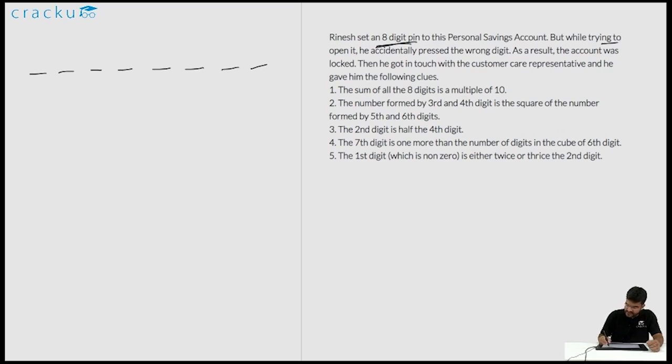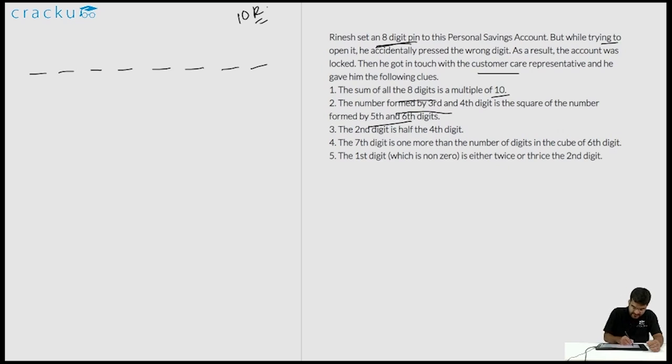He pressed one of them wrong, so he got in touch with the customer care and he has to figure out what the particular password is. We are told that the sum of the 8 digits is a multiple of 10. So let us assume that this is of the form 10k, where k is a natural number. The number formed by the third and fourth digits is the square of the number formed by the fifth and the sixth digits.